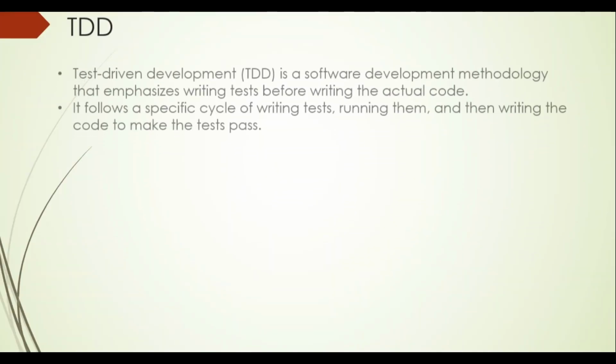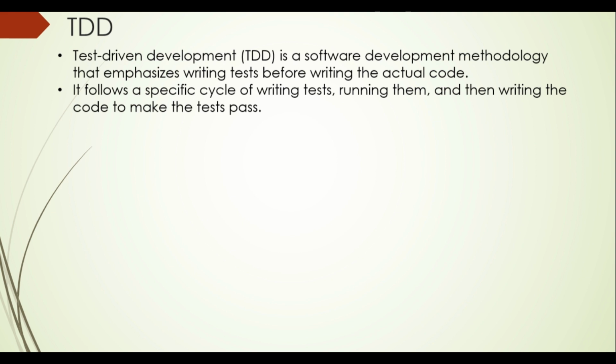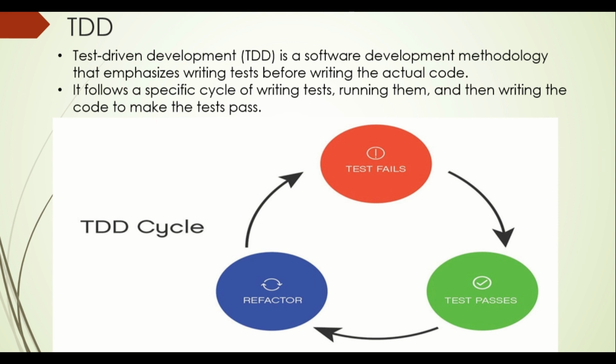What is TDD? TDD is a software development methodology that emphasizes writing tests before writing the actual code. It follows a specific cycle of writing tests, running them, and then writing the code to make the test pass. So we first write the test, then we run the tests. The tests are going to fail because we have not implemented the code. Then we write our code. After writing our code, we expect all the tests to pass.